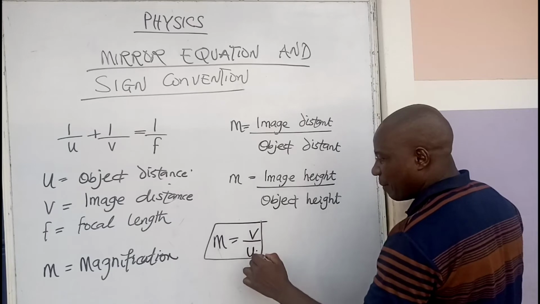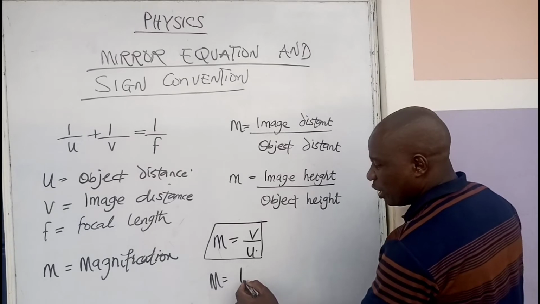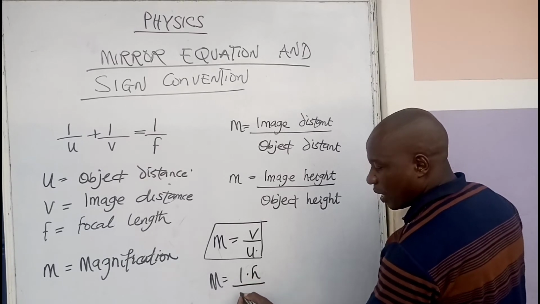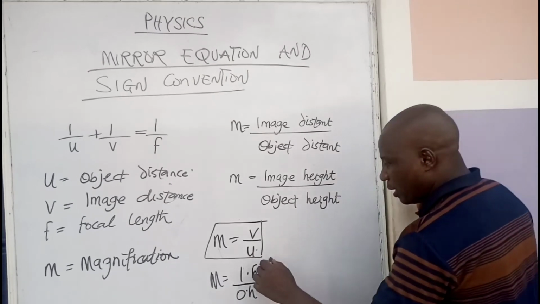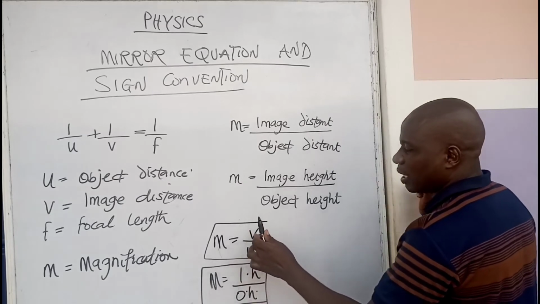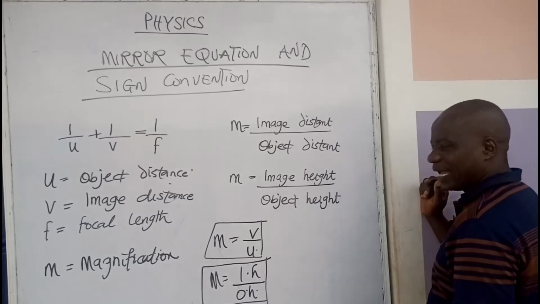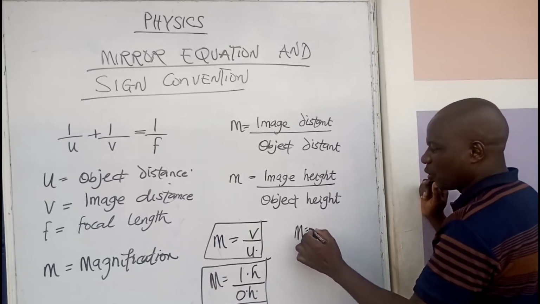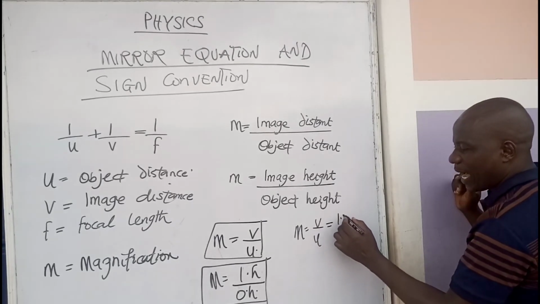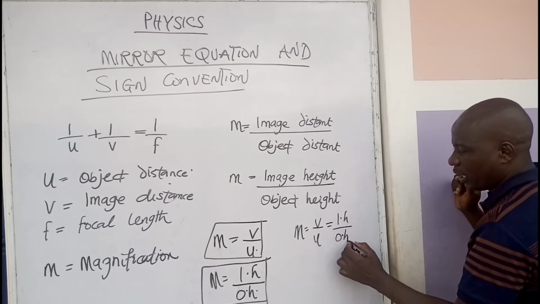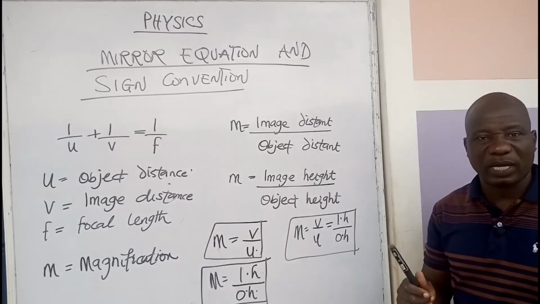We have this as our magnification. Also, our magnification again, we can say is image height all over object height. Since magnification is v all over u, and also IH all over OH, I can say my m is equal to v all over u, which is equal to IH all over OH. So I want you to hold this. We shall be using this in our subsequent calculation.